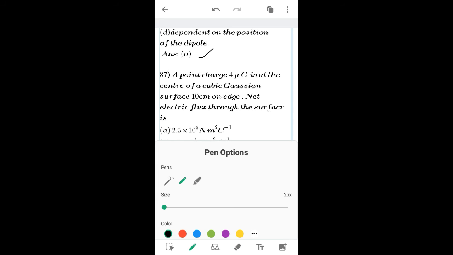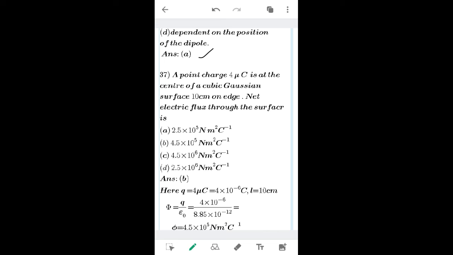Okay, let us go to the next question. A point charge plus 4 microcoulomb is at the center of a cubic Gaussian surface 10 centimeter on the edge. The net electric flux through the surface is 2.5 into 10 raised to 5 Newton meter square per coulomb, 4.5 into 10 raised to 5 Newton meter square per coulomb, 4.5 into 10 raised to 6 Newton per coulomb, or 2.5 into 10 raised to 6 Newton meter square per coulomb.